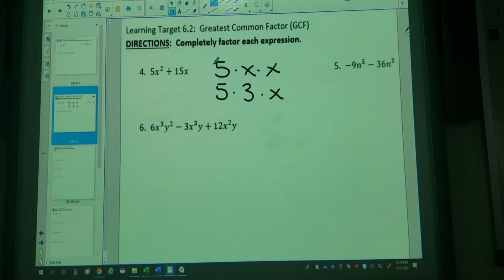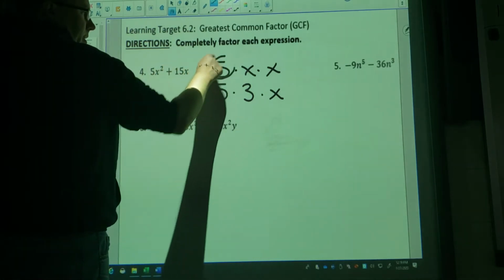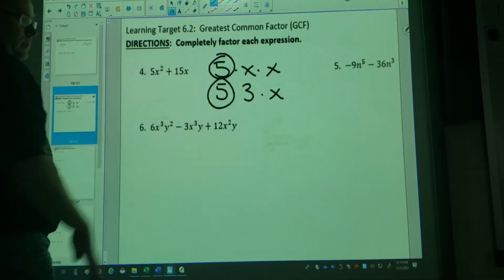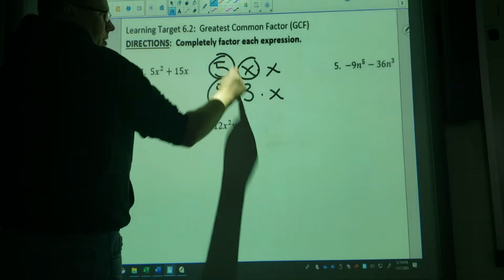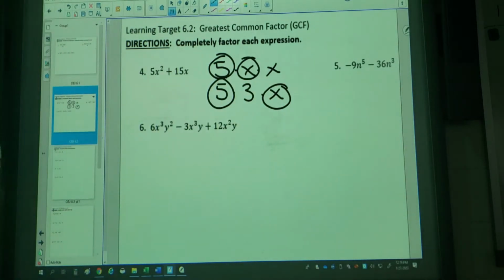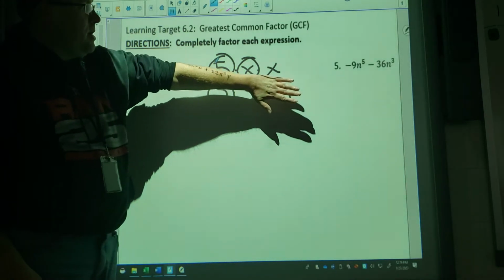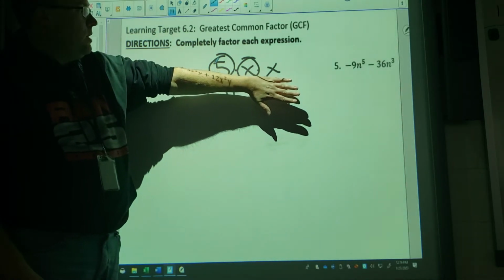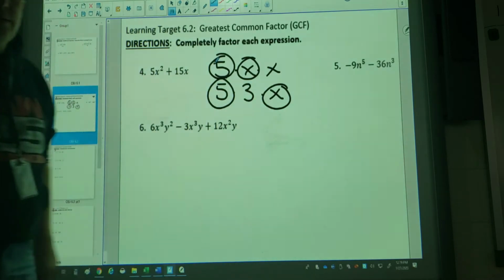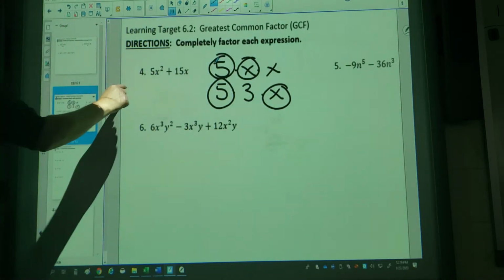Once I've done that for all the terms, and sometimes there's 3 terms, so you'd have 3 lists, you look for things that are common to both. So I can see that there's a 5 on the first list and also on the second list. I can also see there's an x on the first list and an x on the second list. Now, if the question only said what is the GCF, you'd look for what you circled on one of the 2 rows. So I circled a 5 and an x, therefore the GCF would be just 5x.